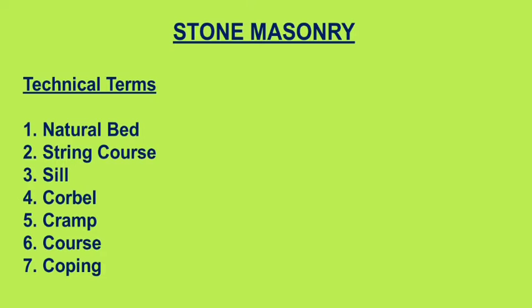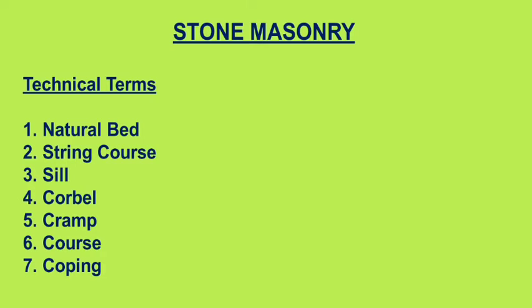Stone masonry, technical terms in stone masonry. First one, natural bed. The surface of stone which is perpendicular to the line of pressure is called bed surface. Second one, string course. This is a continuous horizontal course of masonry which projects from the face of the wall and is intended to throw off water. It also improves the elevation of the structure.